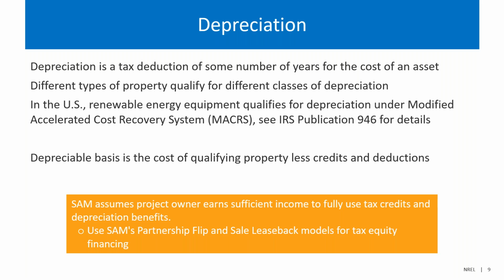So depreciation, another tax-related incentive, is a tax deduction that applies over some number of years based on the cost of an asset. Different types of property qualify for different classes of depreciation. And in the US, renewable energy equipment qualifies for depreciation under something called Modified Accelerated Cost Recovery System, or MACRS. So this is an accelerated depreciation schedule. And the depreciation amount is calculated on the depreciable basis, and it's the cost of qualifying property less any credits or deductions that the tax rules require be deducted.